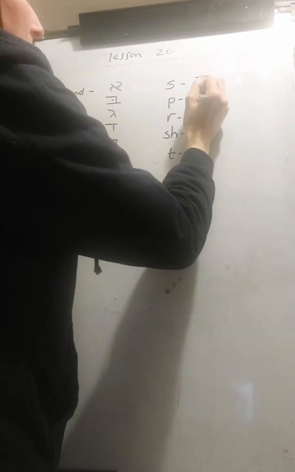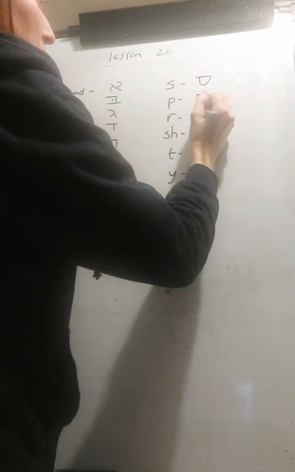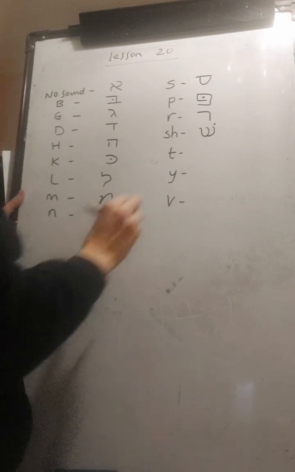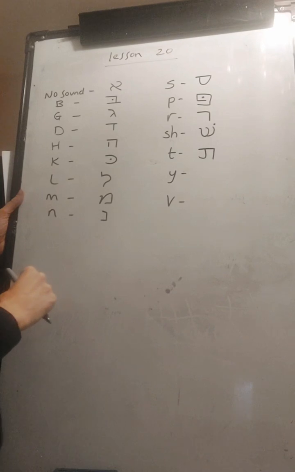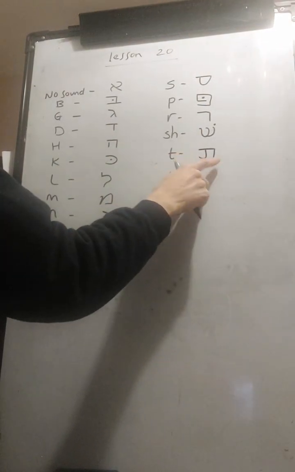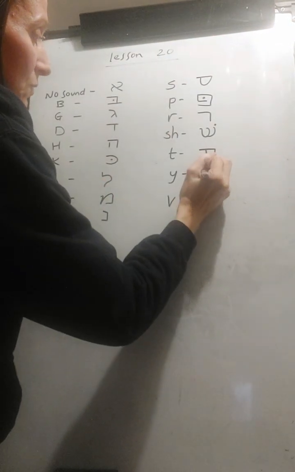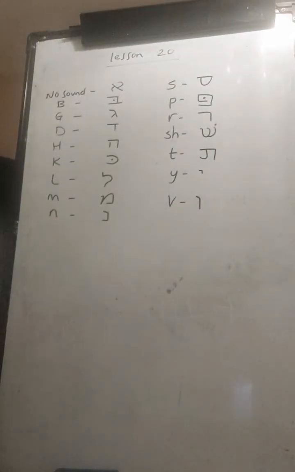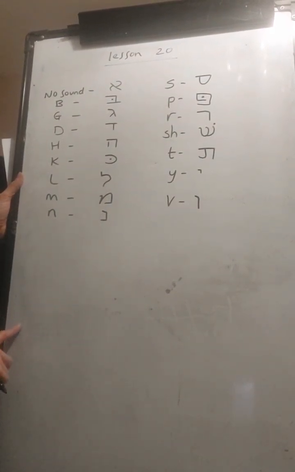Pa, the pay. Resh. Sh is the sheen. The dot is to the top right. The ta is the tav. We've learned the tav. There is another Hebrew consonant that makes the same sound. We learn that in a different lesson. Ya is the yud, which is the smallest Hebrew consonant, and then vav. Okay, so they are all the letters that we've done so far.